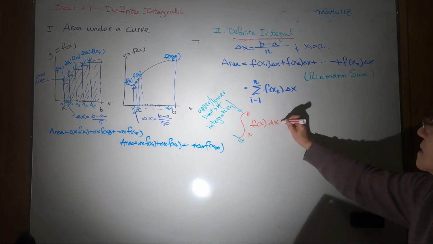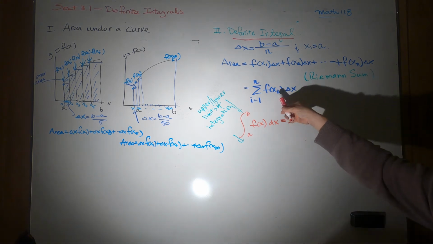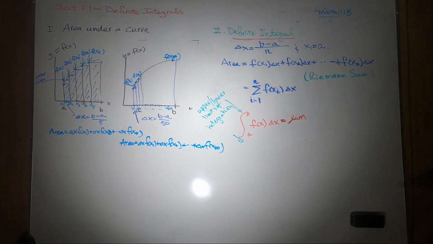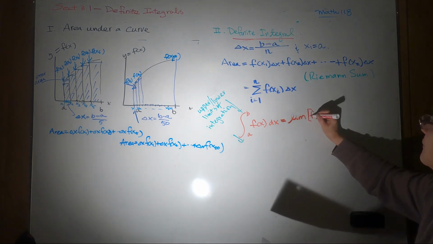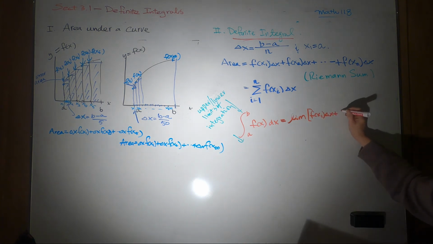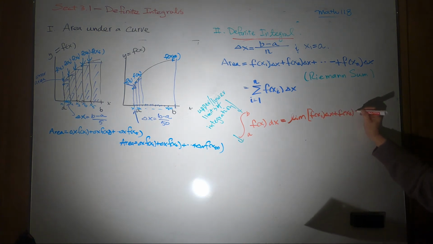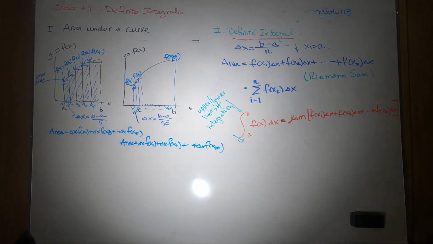Means we are going to take the limit for the Riemann sum. Okay, so for this one, f(x1) delta x plus f(x2) delta x all the way to f(xn) delta x. That's our approximate area, right?